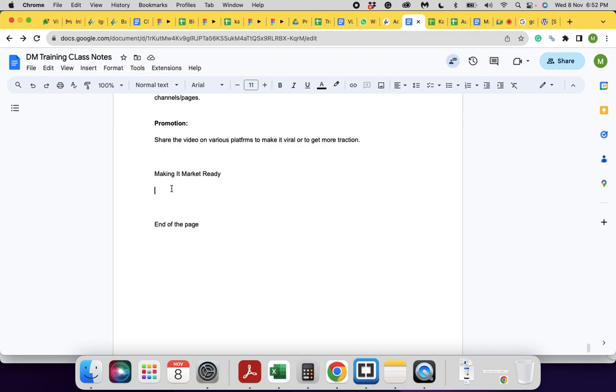Market ready is something which all of you have to be very well aware of. What this is going to address is the problem with conversions, and how to handle your marketing campaigns effectively.